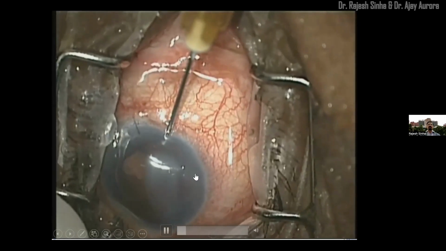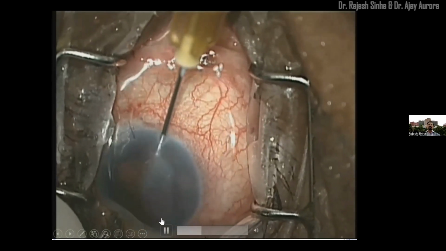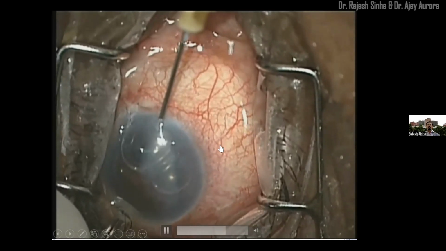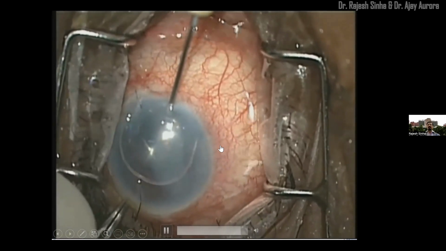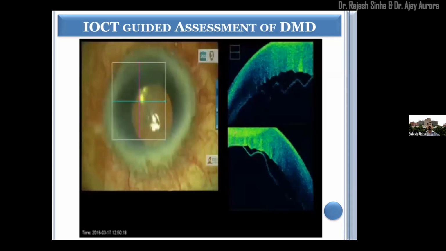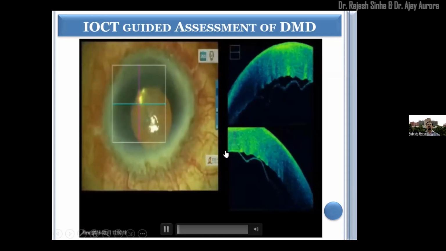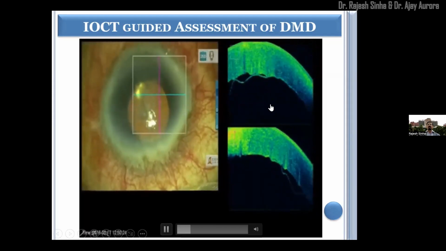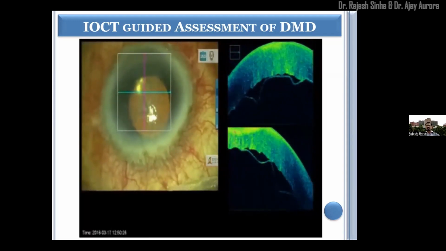Now, this is a case wherein there is a central DMD. This area is clear, so you can inject air from the clear area, and it suffices. Intraoperative OCT helps you to know the location and extent of DMD when you are planning to inject gas.